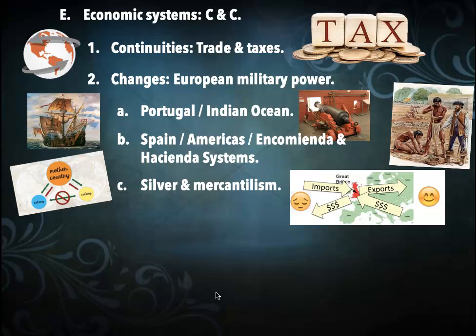So for C, silver and mercantilism. By the time we go a little bit further, into the 17th and into the 18th century, most of all the gold in the Americas is gone. Okay, but there is still a lot of silver.